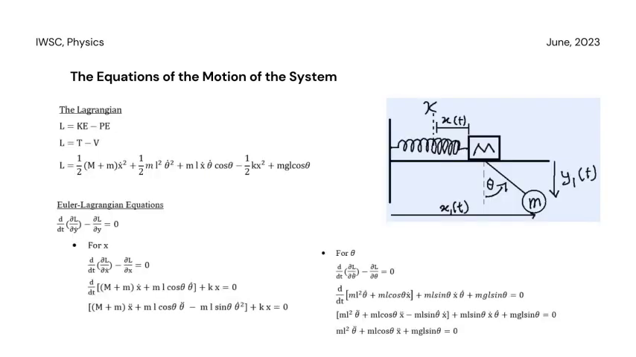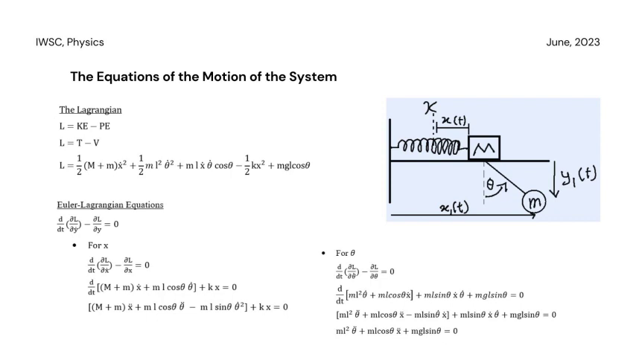The Lagrangian L equals kinetic energy minus potential energy. L equals 1/2 times (m plus m) times x dot squared plus 1/2 m L squared theta dot squared plus m L x dot theta dot cos theta minus 1/2 k x squared plus m g L cos theta. Euler-Lagrange equations: d/dt of partial L over partial y dot minus partial L over partial y equals 0. For x: d/dt of partial L over partial x dot minus partial L over partial x equals 0.